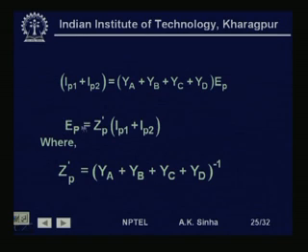Then EP will be equal to ZP dash into IP1 plus IP2, where ZP dash is nothing but the inverse of this matrix. Now, if you look at this matrix, this is the sum of this 3 by 3 matrix plus this 3 by 3 matrix. All these matrices are 3 by 3. So, ZP dash is going to be a 3 by 3 matrix. Okay.